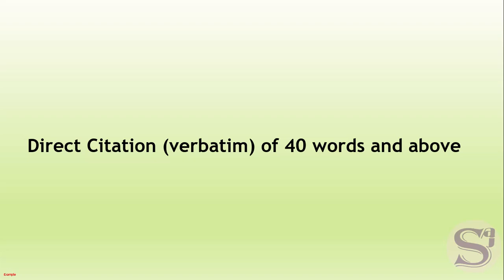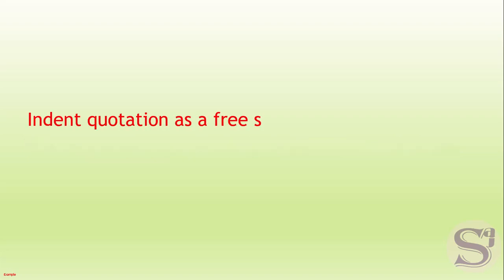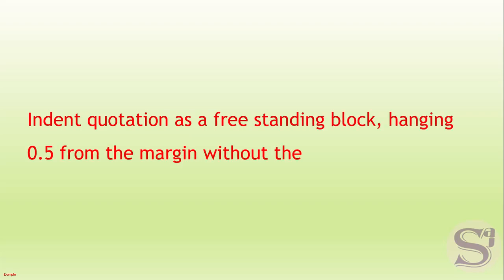Now, direct citation verbatim of 40 words and above. In order to cite a work that is above 40 words, you have to lift the words verbatim, word for word, and these words are above 40 words. How do we cite it? In order to do that, you indent the quotation as a freestanding block, hanging 0.5 inch from the margin, without the use of quotation marks. Now let's take an example here.